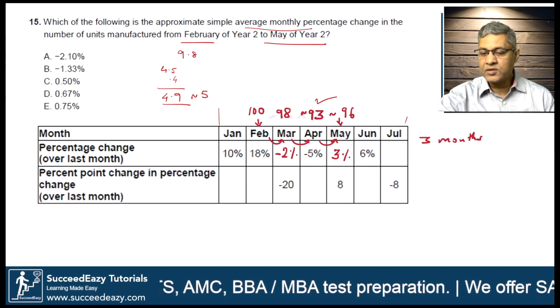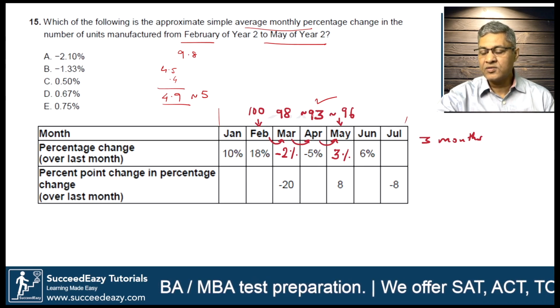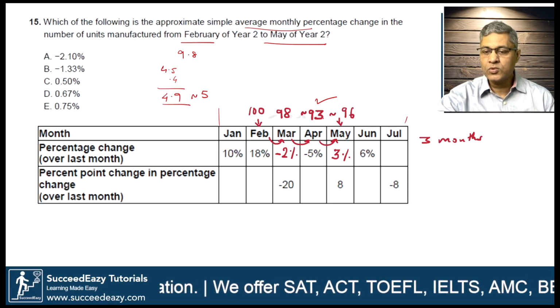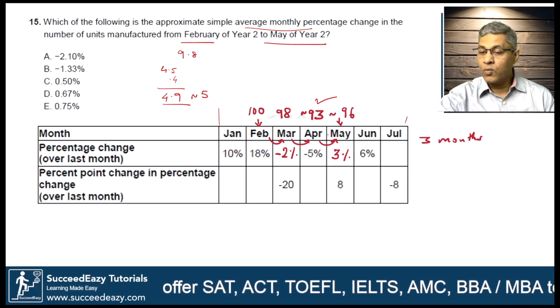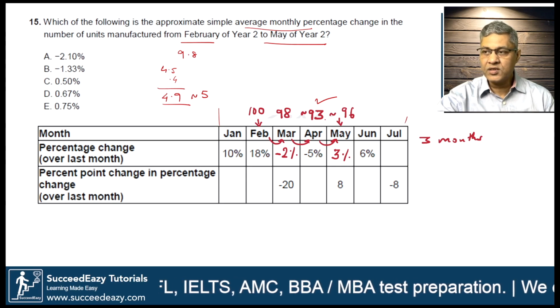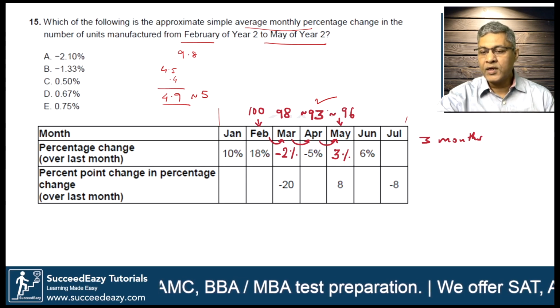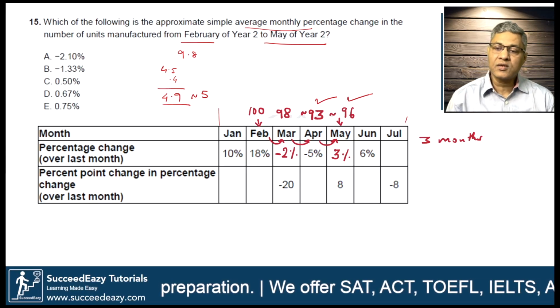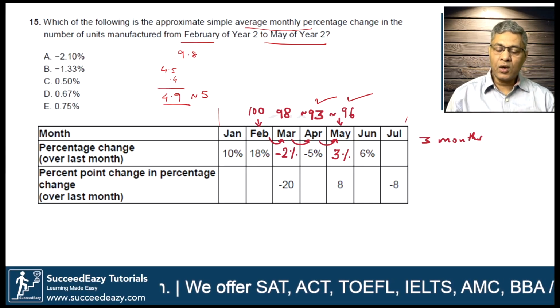Now add 3% to the April figure of 93. To add that, maybe you can do this, you can just take 1% and multiply by 3. 1% would be 0.93. 0.93 is close to 1, so 1 times 3 will be 3, so add 3 to 93 to get 96. I hope that is clear. Okay, so we got this data.